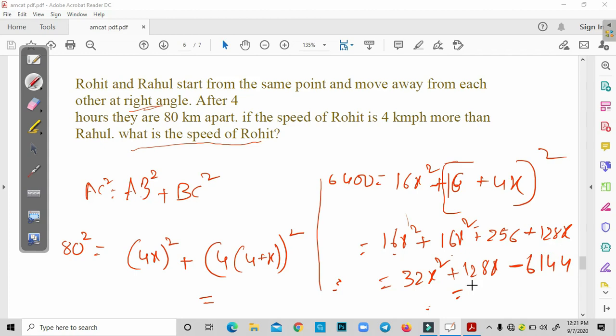32, 128 and 6144. The roots will be 12 and minus 16. You can neglect the negative value, so it will be 12. But we want Rohit's speed, which is 12 plus 4, which is 16. That is our answer.